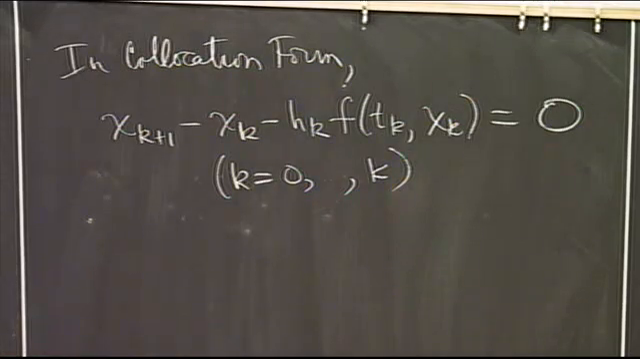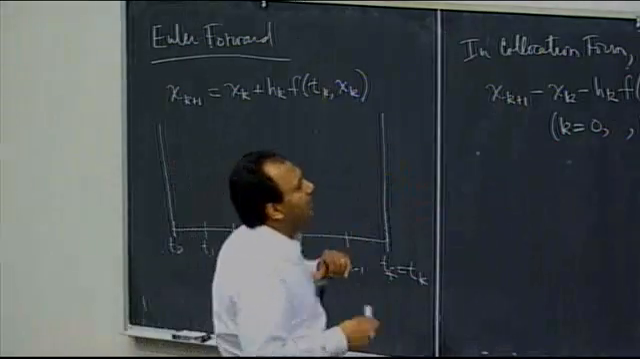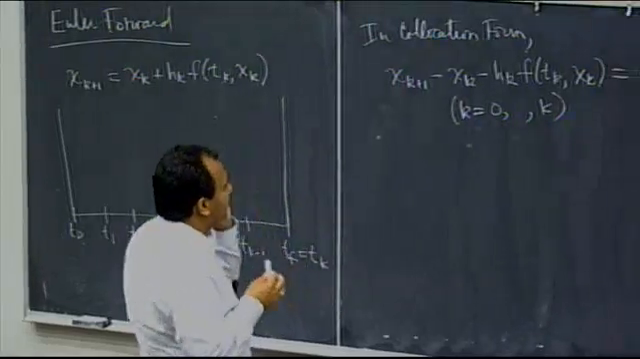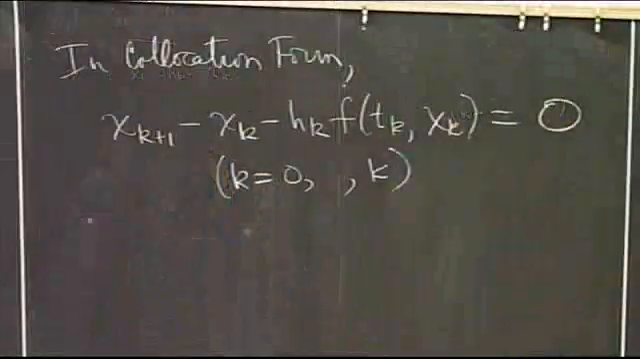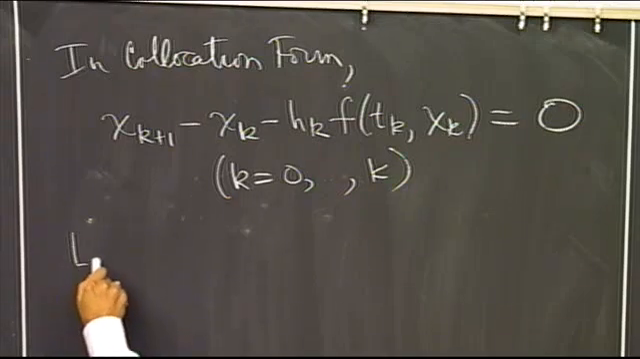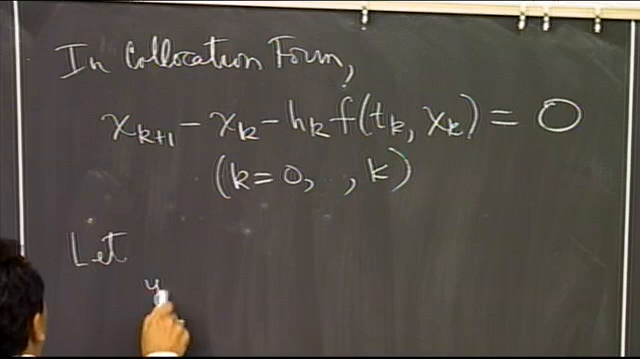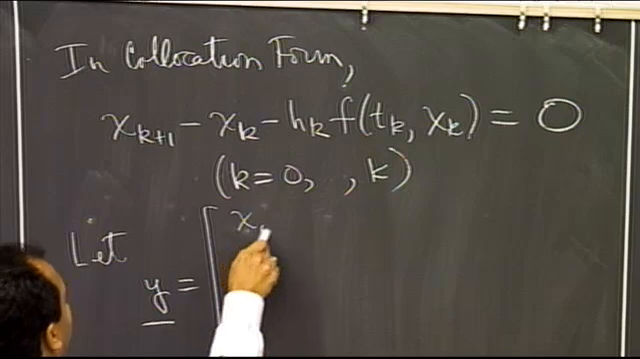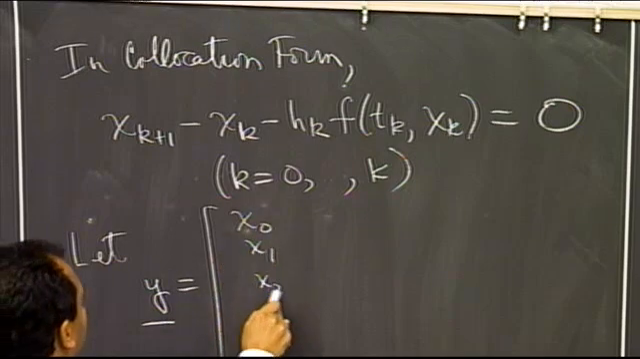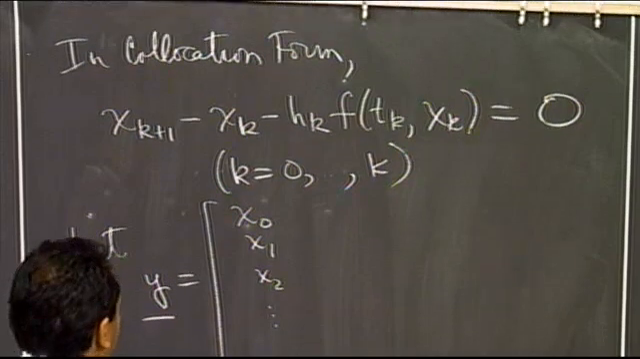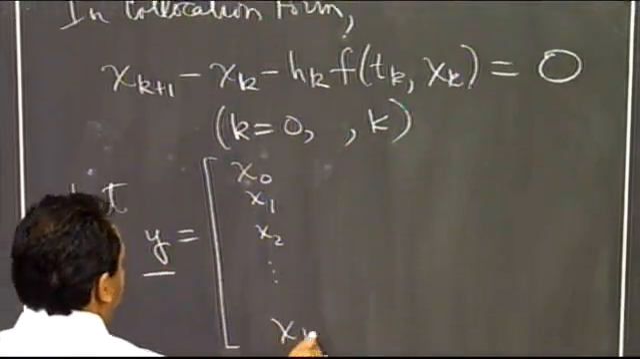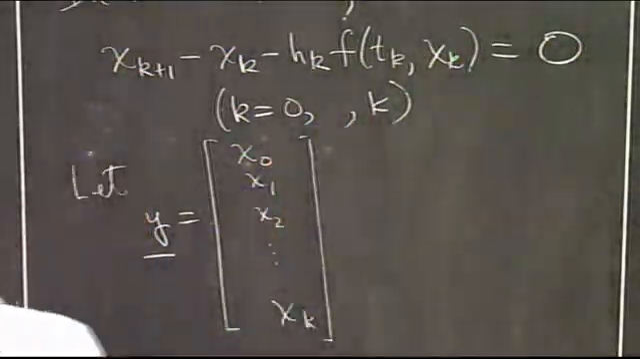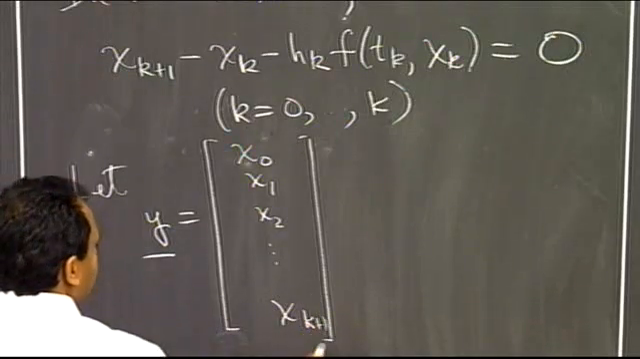So I'm starting here. If you look at those equations, you have to say, all right, I'm going to write this as a system of algebraic equations. This is what I did the other day. You say let y equal the values of x that I'm solving for: x_0, x_1, x_2, all the way up to x_K. Let's make sure that it's capital K.